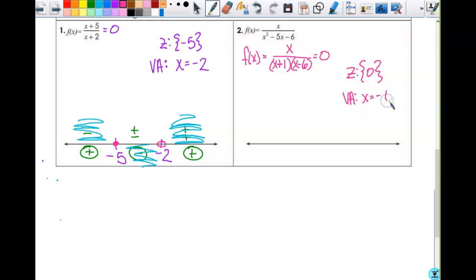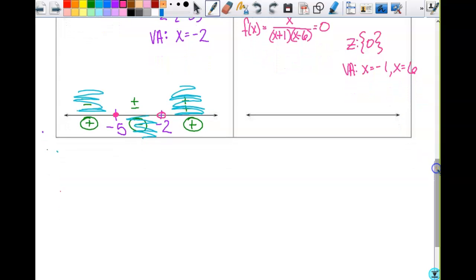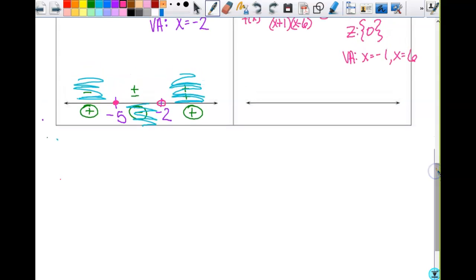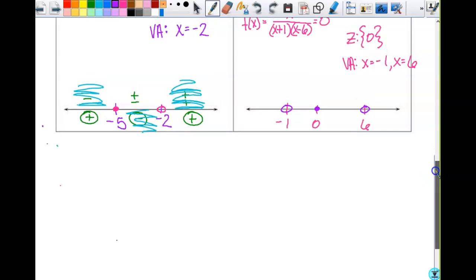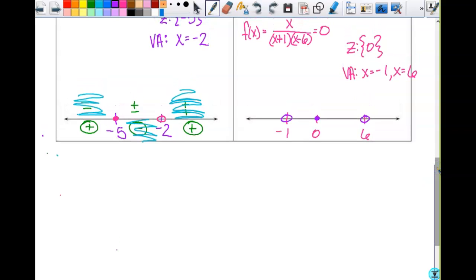Equals negative 1 and x equals 6. So on my number line, I'm going to put a negative 1, 0, and a 6. The 0 gets a closed circle. The asymptotes get open circles. So then I'm going to choose points.